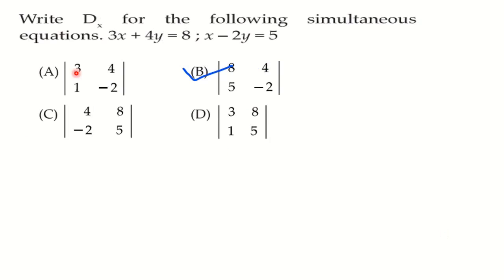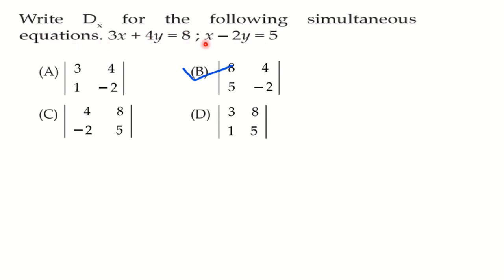Next question. Write dx for the following simultaneous equations. Okay. So here two equations are provided and we have to write down the determinant dx. Again, this is an example of Cramer's rule. When I taught you Cramer's rule, I told you that first of all you observe whether the equations are in standard form. This is very important.